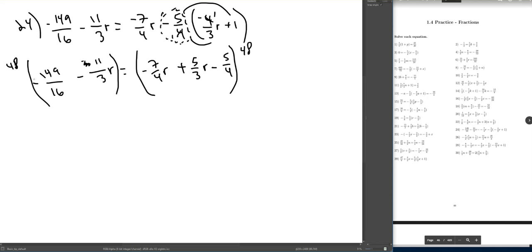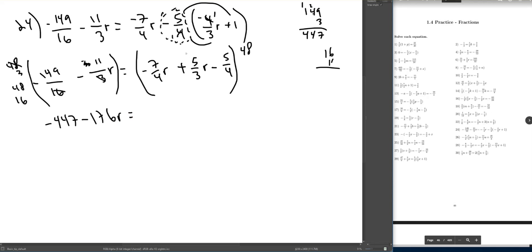So 48 divided by 16 equals 3. 3 times 149, I have absolutely no clue. Hold on. 3 times 4 equals 12 plus 2 equals 14. 3 times 1 equals 3 plus 1 equals 4. That's 447. Am I getting that right? 447. Negative 447 minus. Here we have 48 divided by 3, we get 16. 16 times minus 11, I have no clue what that is. Actually, it's 176. So minus 176.